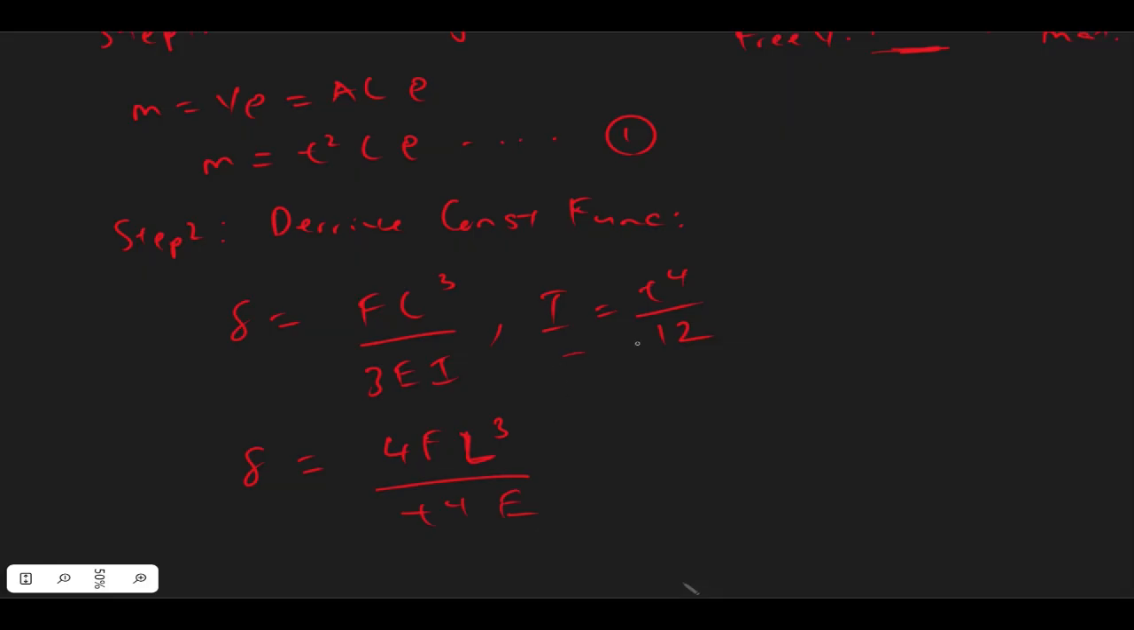Right now the next step is to make T squared the subject of the formula. Here we have T raised to power 4, so we are trying to make T squared the subject, because we are trying to eliminate T squared, which is the area, from this equation. Making T squared the subject of the formula, T squared is equal to 4 times FL3 divided by E, all raised to power 1 divided by 2.